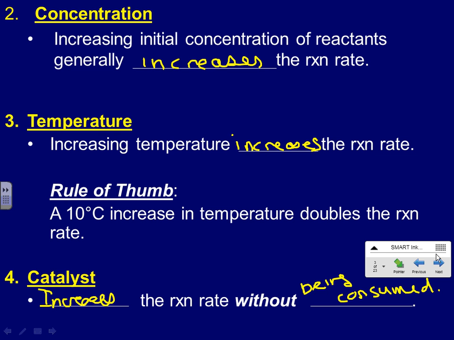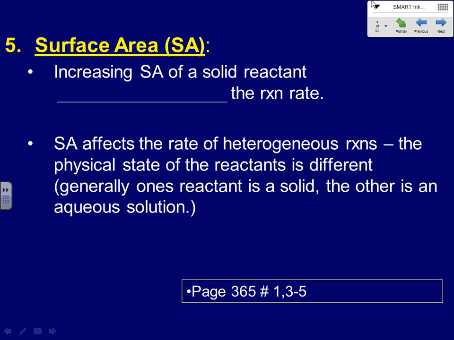And one more factor before we get into trying to explain these trends, and that is the surface area. Increase the surface area of a reactant. How would we increase the surface area of a reactant? Yeah, make it into a powder, crush it. And what does that do to the reaction rate? Yeah, it increases it.